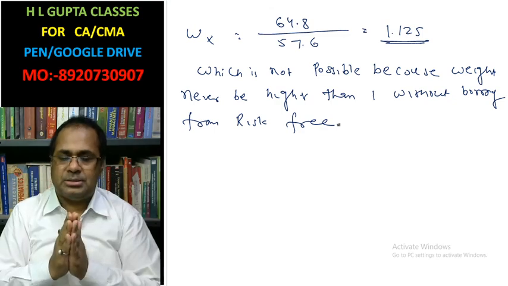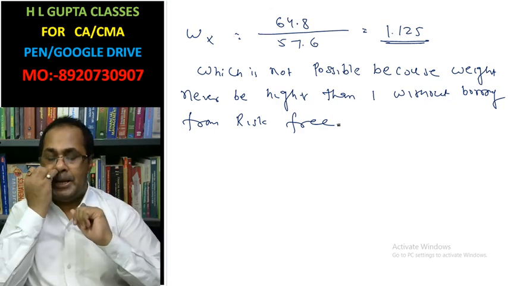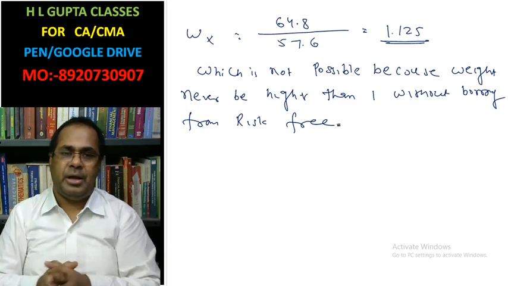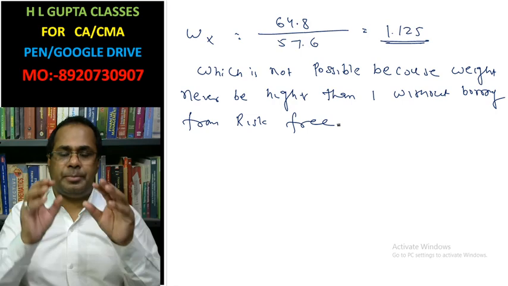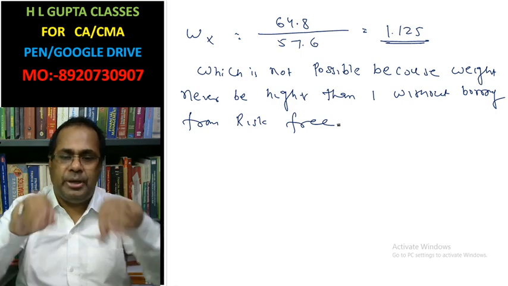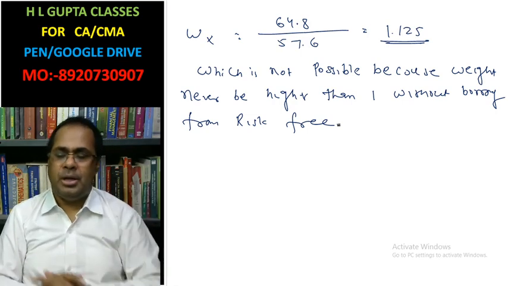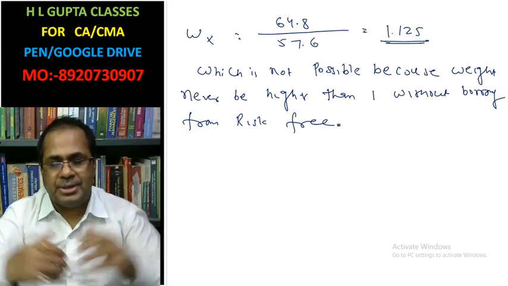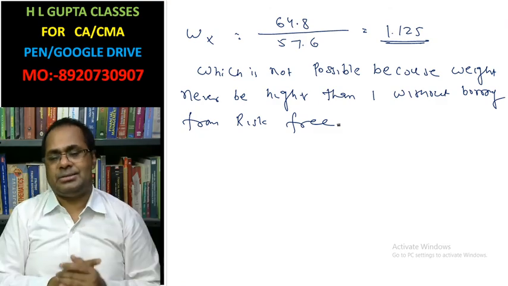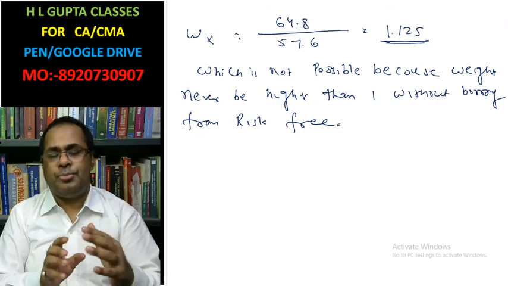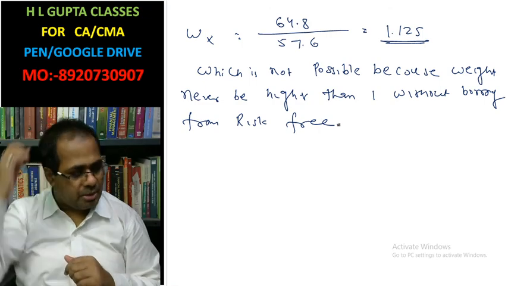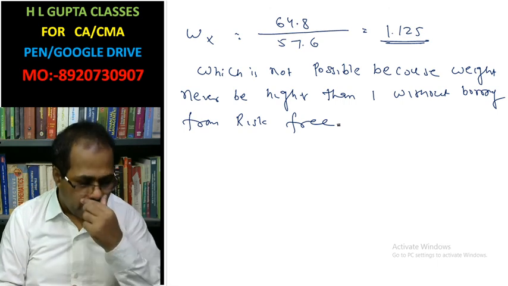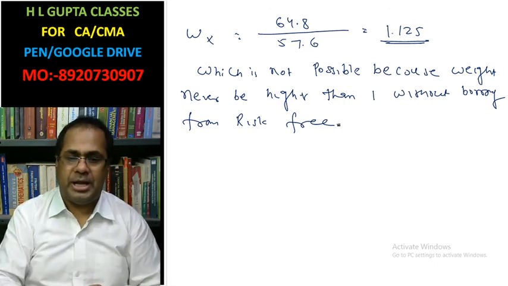Only in one case will the weight of X be higher than 1: if you borrowed at risk free, and that money is also invested, along with 100% of your own investment, in portfolio X. In that case, weight will be higher, but this information is not given in the question. Therefore weight never being negative is assumed. Okay, weight greater than 1 is not possible.